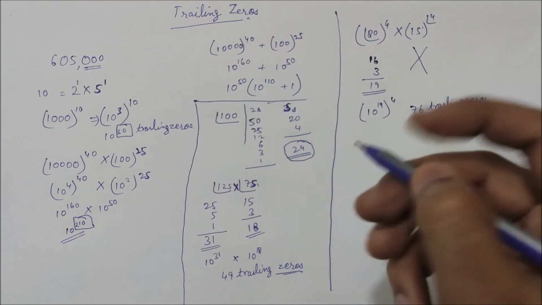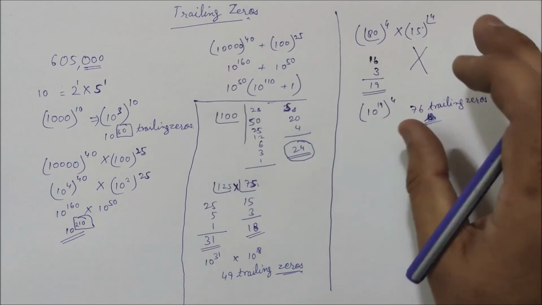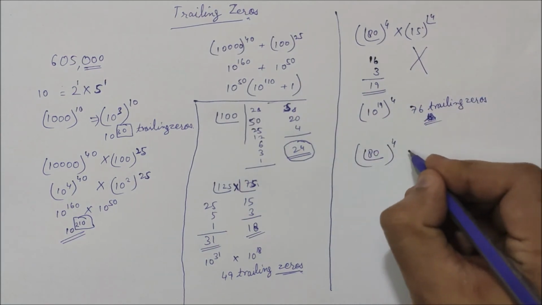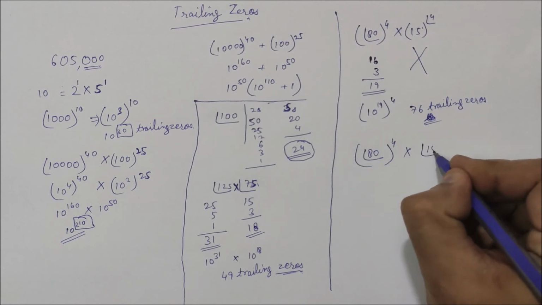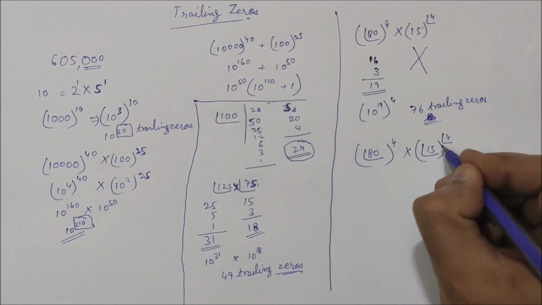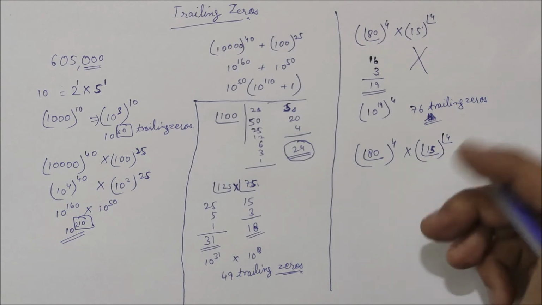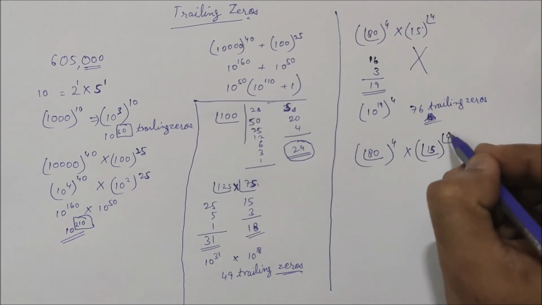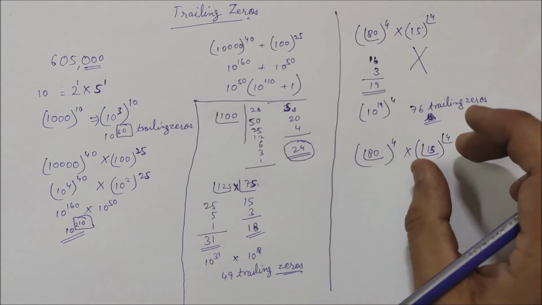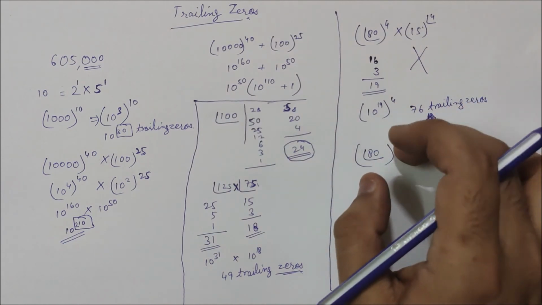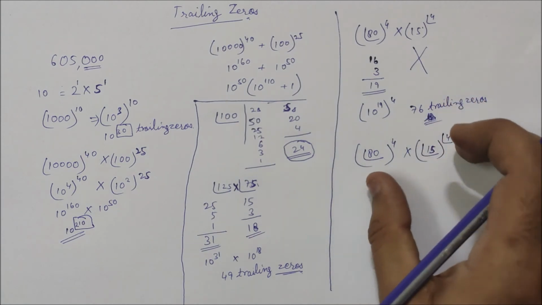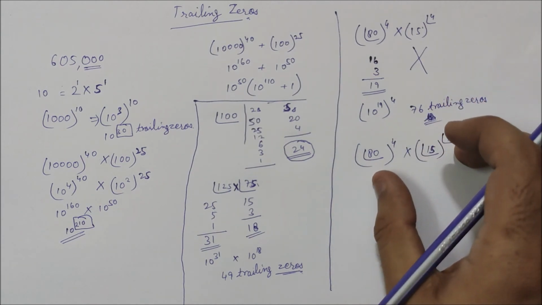However, now let's modify this same question a bit. I'll write it as factorial 80 raised to the power 4 multiplied with factorial 15 raised to the power factorial 4. Now it looks more scary because there is a factorial here, there is a factorial here, and the power is also in factorial now. So I have 3 factorials and one of the factorials is raised to another power. Let's see how to combat these types of questions.